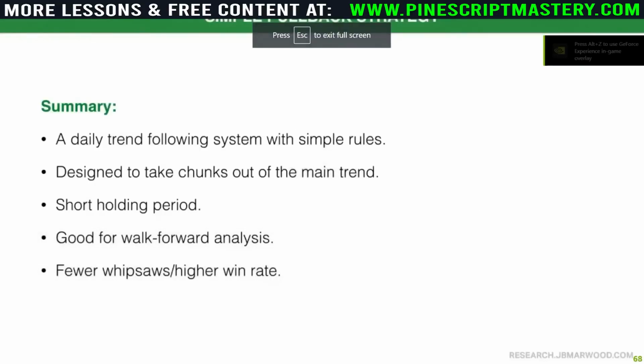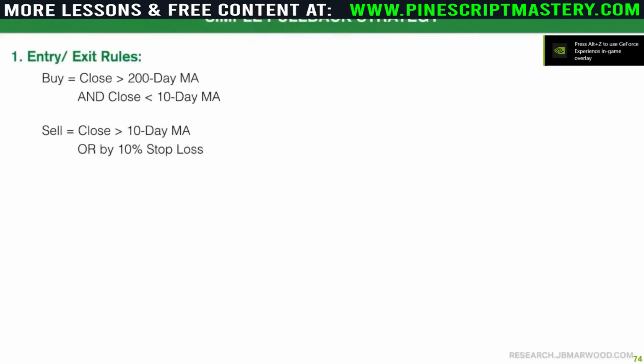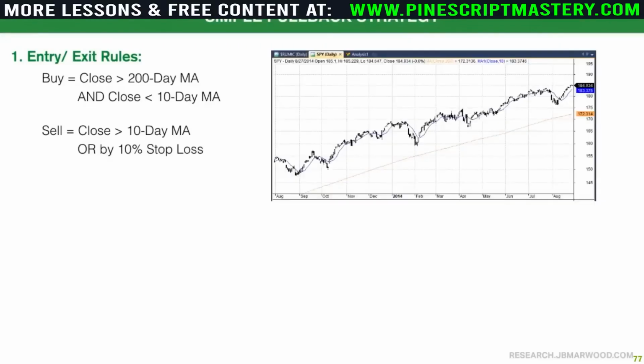Right, now let's look at the exact rules of this simple pullback strategy. So the buy rules, first of all, we're going to want a close above the 200-day moving average and a close below the 10-day moving average. So very basic rules. The longer term trend is the 200-day moving average. We want to be above that, but we want to close below the 10-day moving average. So we've got a small pullback within the longer term trend. Now the sell rules are extremely important here. We're going to sell when the close rises back above that 10-day moving average.